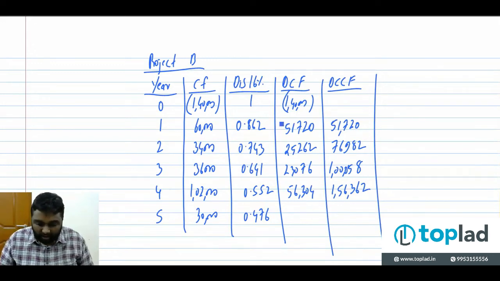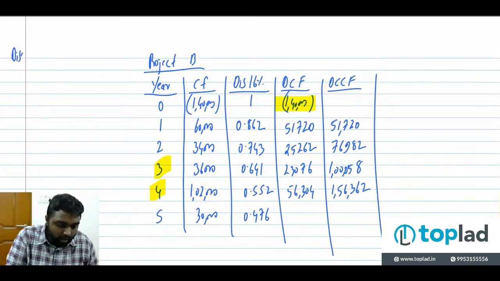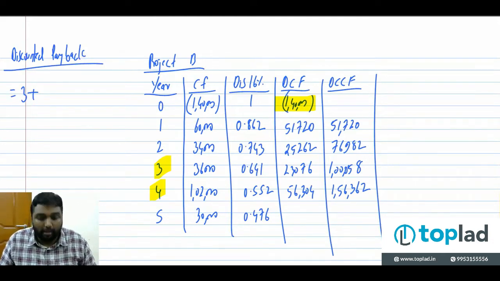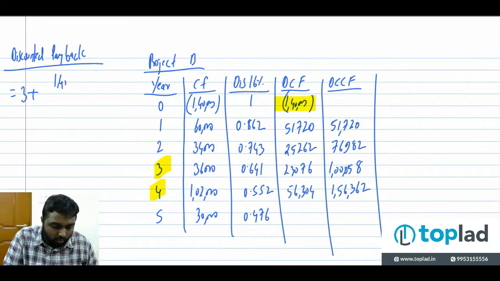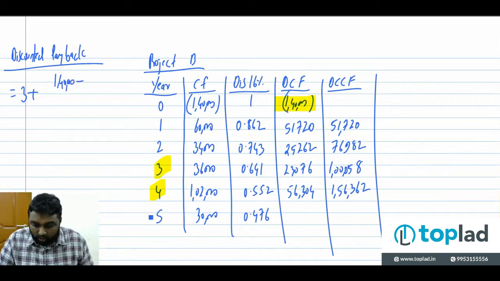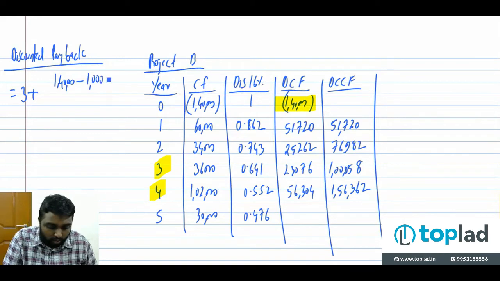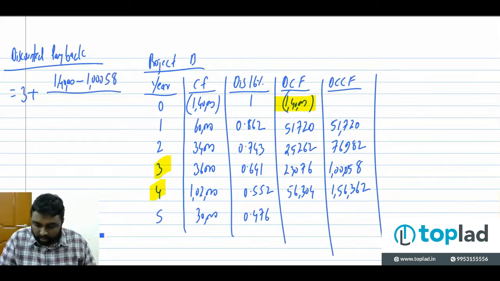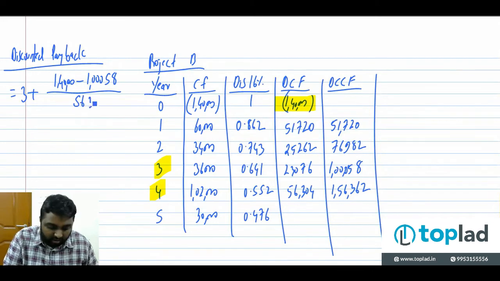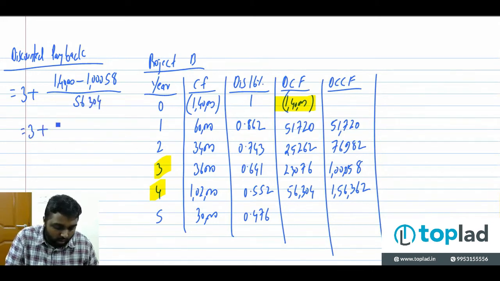So we can find it coming between third and fourth year because our investment is 1 lakh 40. So we can make discounted payback as 3 plus. We have to cover what? 1,40,000. So far we have covered what? 1,58,000. Current year we have 56,304. So what will be the answer?